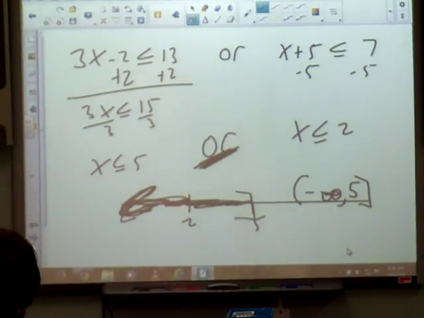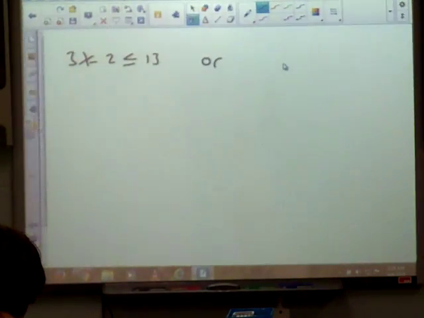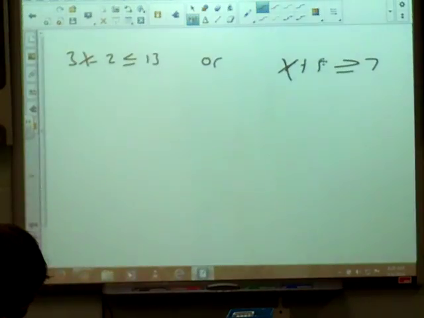Alright, got one more weird one on the or, and then we'll put some of them together and let you see how you do. This one says 3x minus 2, starting off the same, isn't it? Less than or equal to 13. Or x plus 5 is greater than or equal to 7.